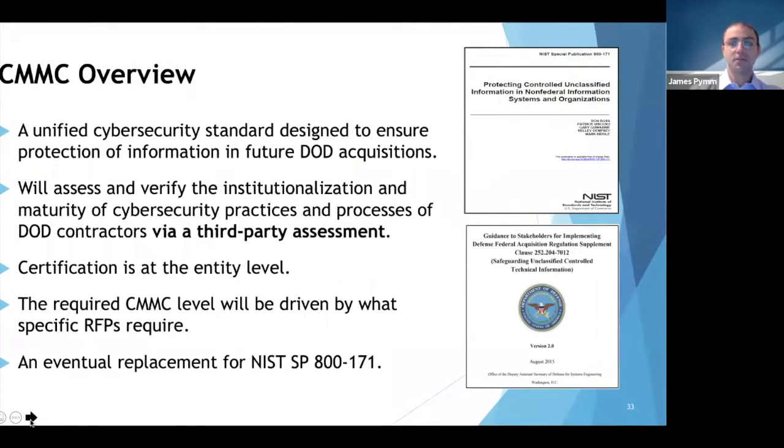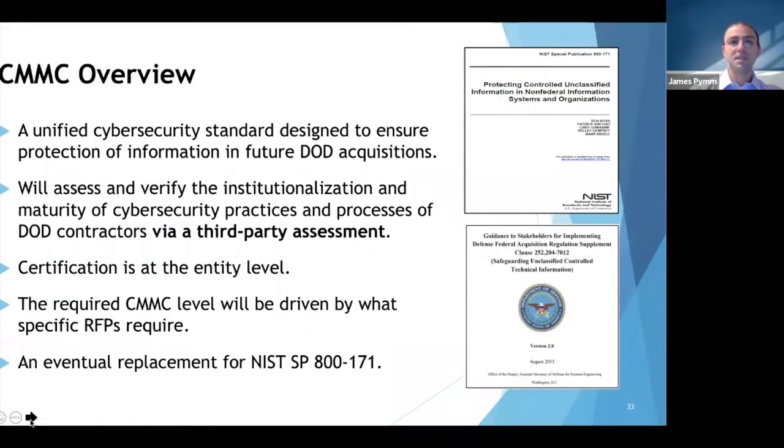Now that we have a better understanding of what it is, what is the objective of CMMC? To assess and verify the institutionalization and maturity of cybersecurity practices and processes of DoD contractors via third-party assessment. A lot to unpack in this bullet, but the two things I want you to focus on are institutionalization and third-party assessment. We're going to talk more about both of these items in the coming slides.